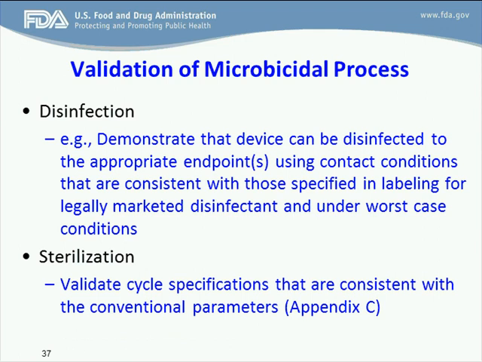The microbicidal processes should be validated. For example, for disinfection, you should demonstrate that the device can be disinfected to the appropriate disinfection endpoint using contact conditions that are consistent with those specified in labeling for the legally marketed disinfectant and under worst-case conditions. For sterilization, FDA recommends validation of cycle specifications that are consistent with the conventional parameters as listed in Appendix C of the guidance document.